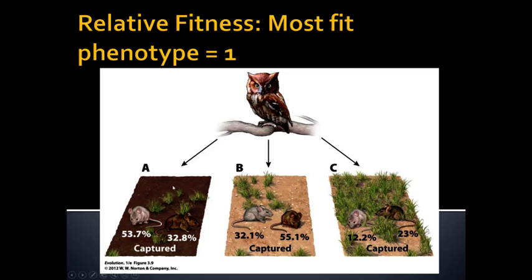So in this environment, based on the experimental data where they were monitoring mice and 53% of the light-coated mice were captured, but only 32% of the dark-coated mice were captured, then this dark-coated phenotype would get a fitness level of 1, and this would be somewhere between 0 and 1 because they're not surviving as well. But in this environment, they're a little bit more similar, and in this environment, this individual would get a fitness level of 1, right, because it has the highest survival rate. And this would get a fitness level of somewhere between 0 and 1. Okay, so hopefully that's fairly straightforward.